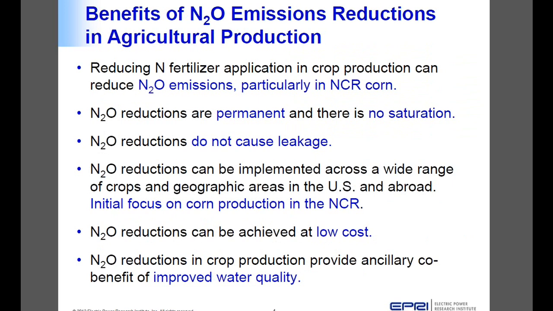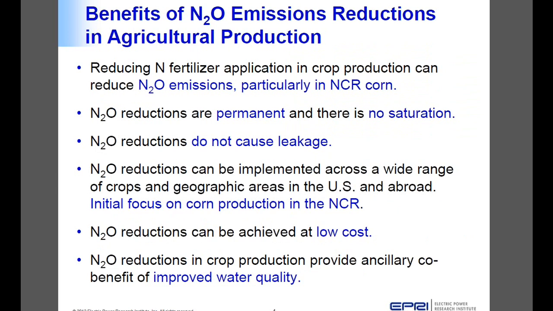So first off, reducing fertilizer application in crop production can reduce nitrous oxide emissions. That's well known. And the work we did, which I'll talk about in a minute, is scientific research work on farms in Michigan to verify that that could be done, to understand the underlying scientific processes by which that could be achieved, and to be able to quantify emission reductions that would occur from reducing nitrogen fertilizer use, particularly in corn production.